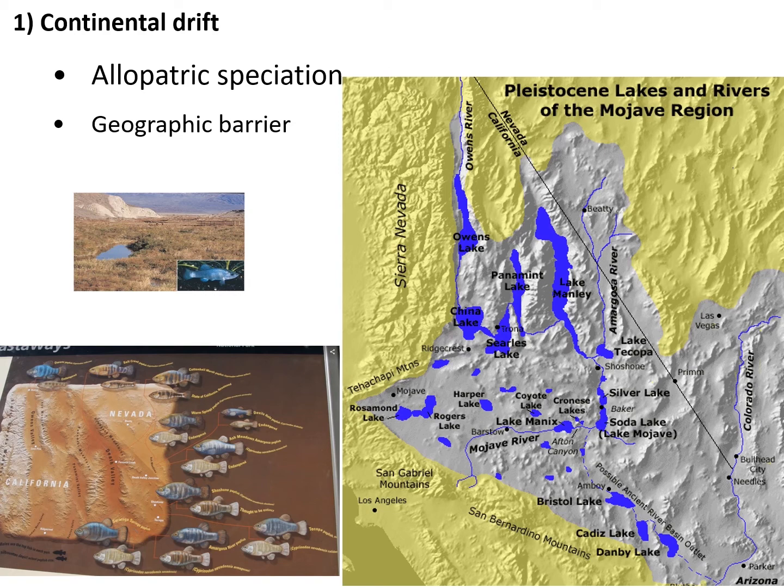But like Searles, that's a dry lake bed. There is no Panamint Lake. Lake Manix, out here, that's a dry lake bed. Manly, that's a dry lake bed. So there are some small remnant pieces of this, and you find these pupfish, and each one is adapted to its specific environment. There's actually a story about the Owens River pupfish.